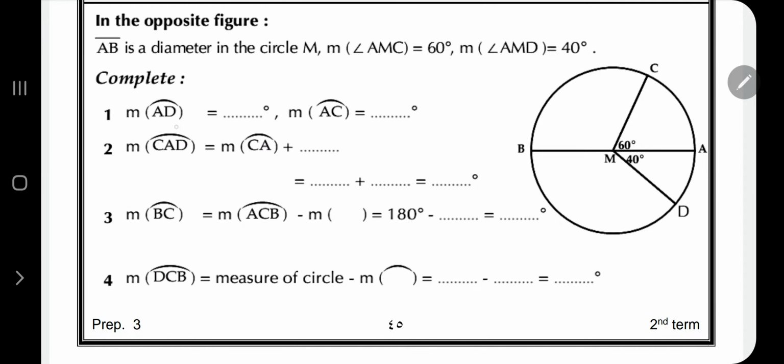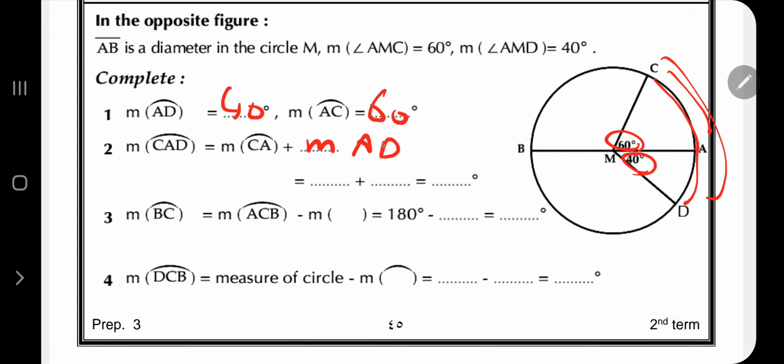For example, the measure of the arc AD equals the measure of the central angle, which equals 40. What about AC? It equals the measure of angle AMC, which equals 60. So the measure of the arc CAD equals measure of arc CA plus measure of arc AD. They equal 60 plus 40 equals 100. What about the measure of arc BC?